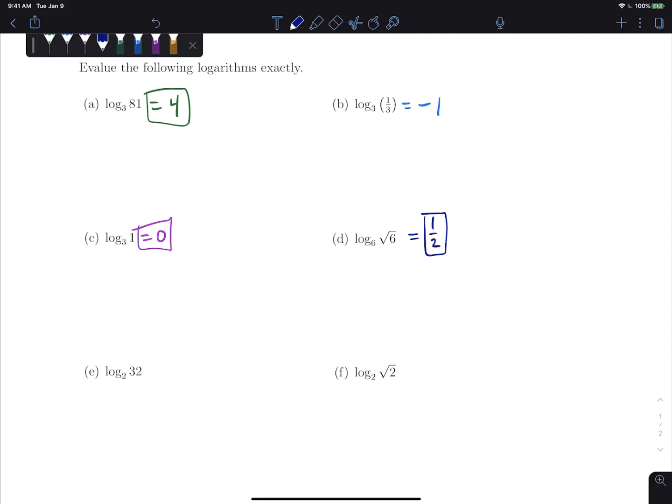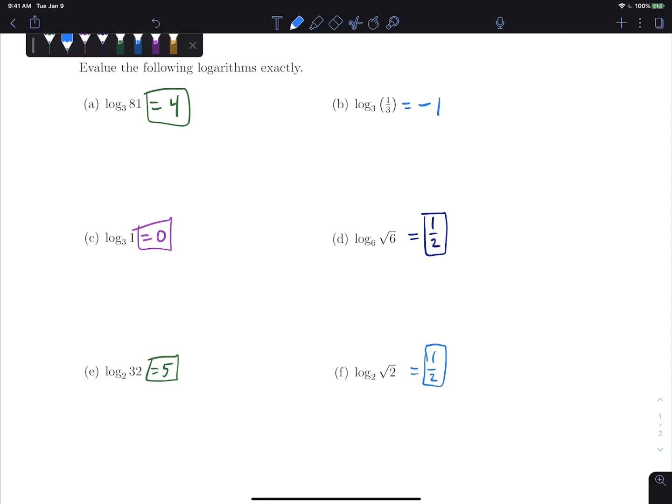Good deal. Letter E, log base 2 of 32. Well, if you ask yourself, 2 to what power gives you 32? And that is 5. I mean, you didn't know that off the top of your head? That's crazy talk. You're supposed to know that. Not really. Anyway, F, log base 2 of square root of 2 equals, well, notice that the base is 2. We have the square root of 2, so that gives us 1/2.